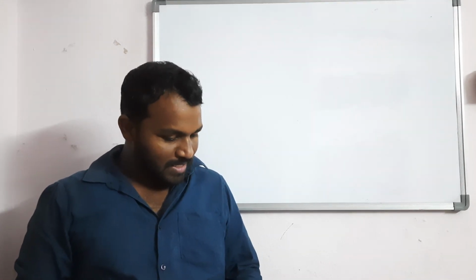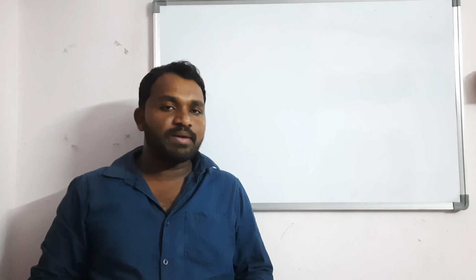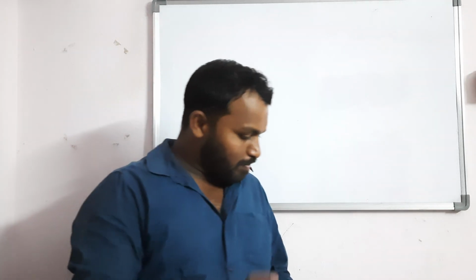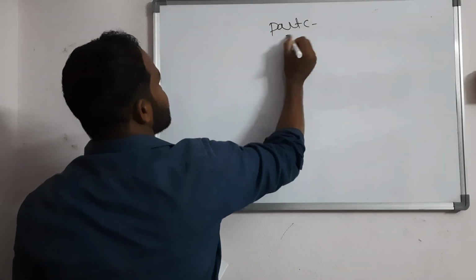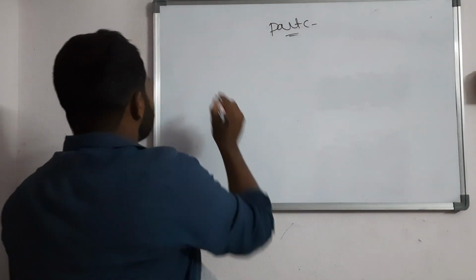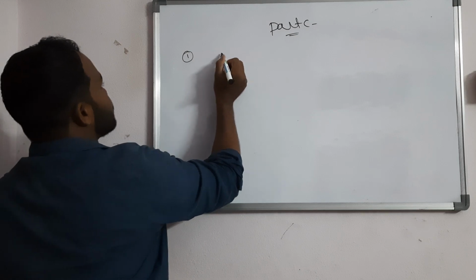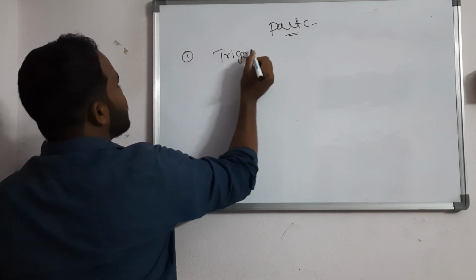Now I am going to discuss CSIR June 2021 memory based questions. First, the Part C questions I am going to discuss. Part C questions. The question is, what is a trigonal bipyramidal symmetry?